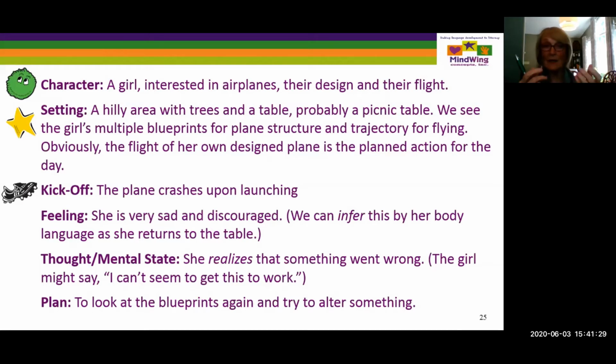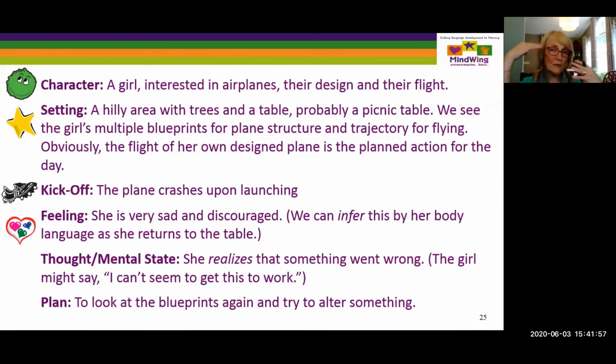The kickoff, and of course her planned action for the day, her ho-hum day, was that she was going to fly this plane, and we had seen many blueprints in her wagon, her plans. So obviously it was a desire of hers, but the plane crashed, which was the kickoff. She, we infer by her body language, is sad and discouraged as she returns to the table.